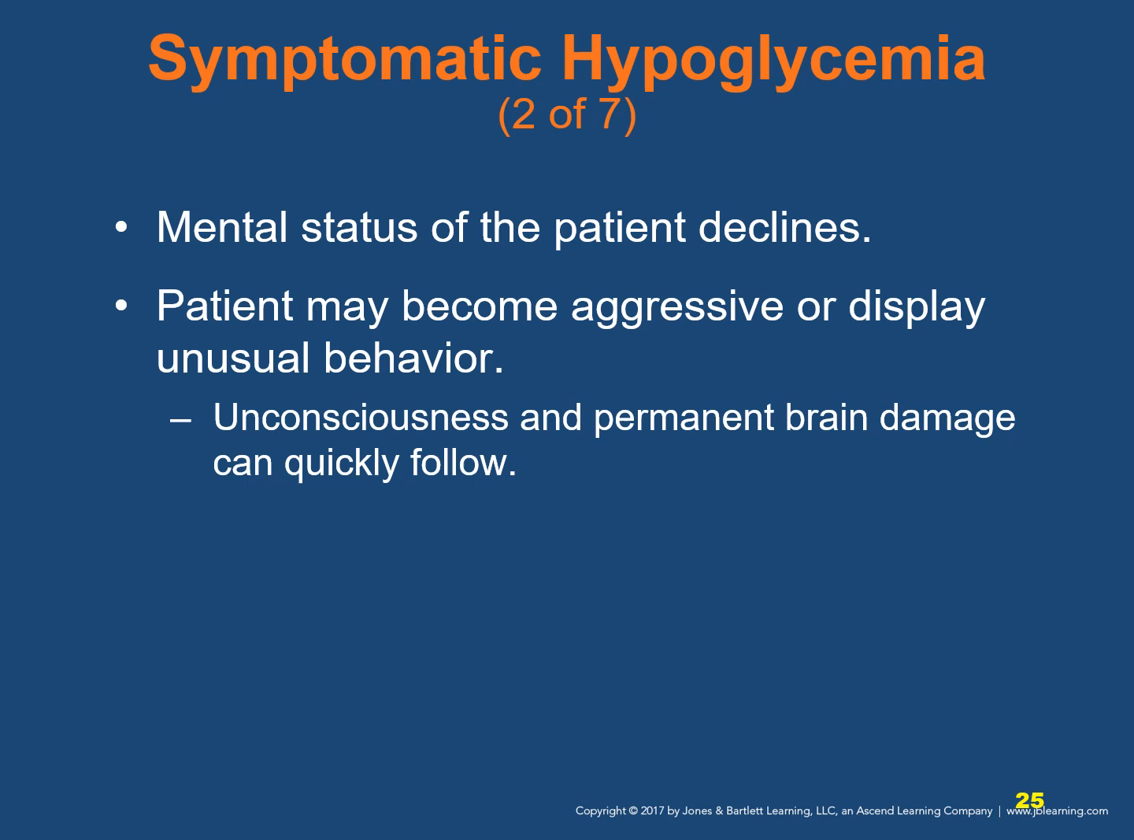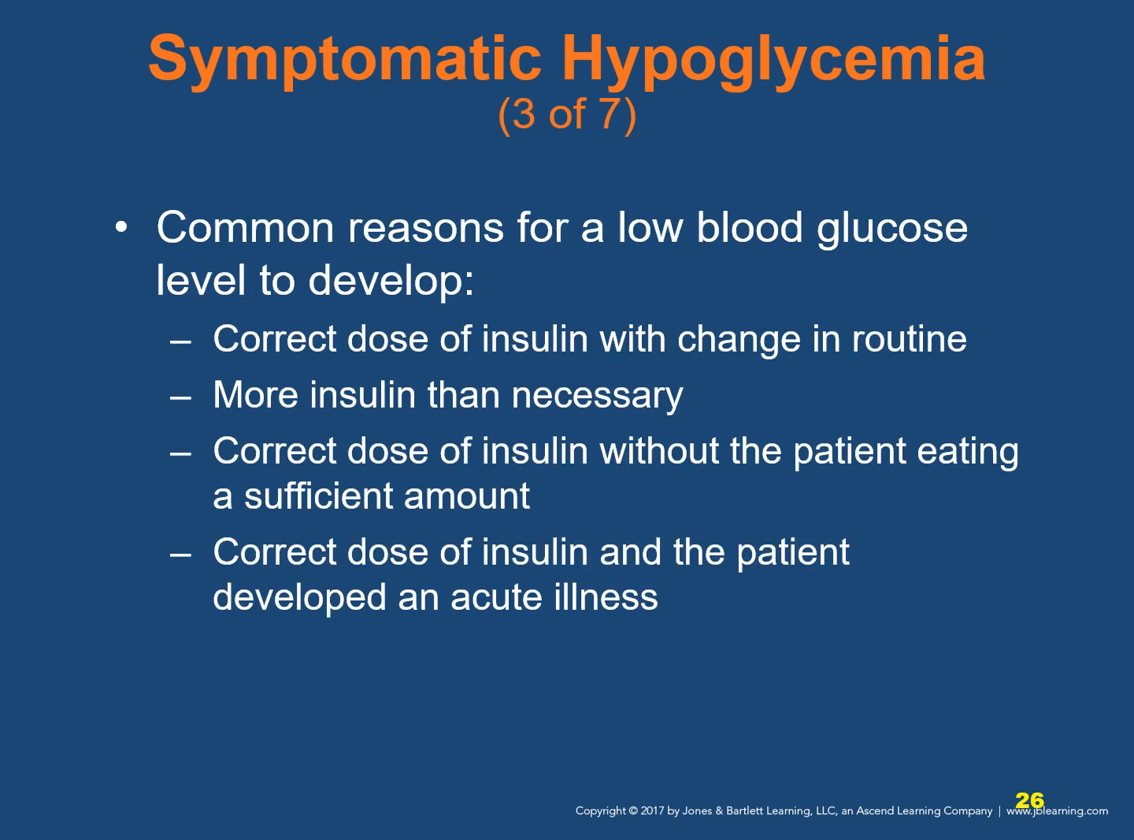The mental state of the patient declines, and he or she may become aggressive or display unusual behavior. There may also be unconsciousness and permanent brain damage that can quickly follow. Now we're still talking about symptomatic hypoglycemia.